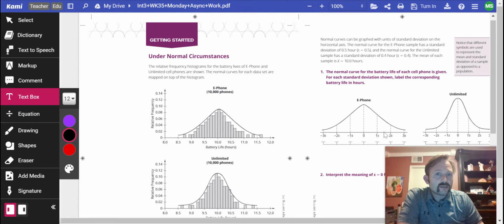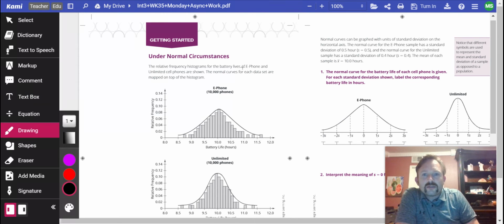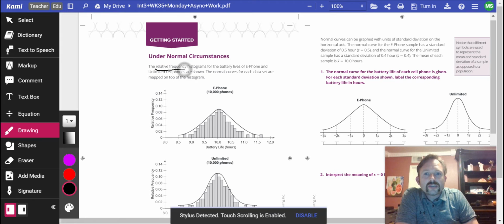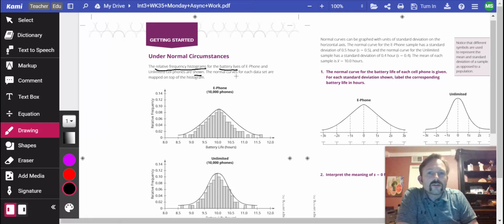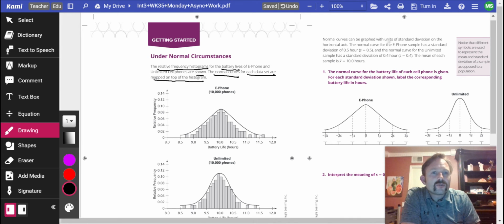All right, let's look at the next part. So normal curves can be graphed. The relative frequency histograms for the battery lives are shown. The normal curves are mapped on top of the histogram. Normal curves can be graphed with units of standard deviation on the horizontal axis. Okay, so now we're going to graph the standard deviation.